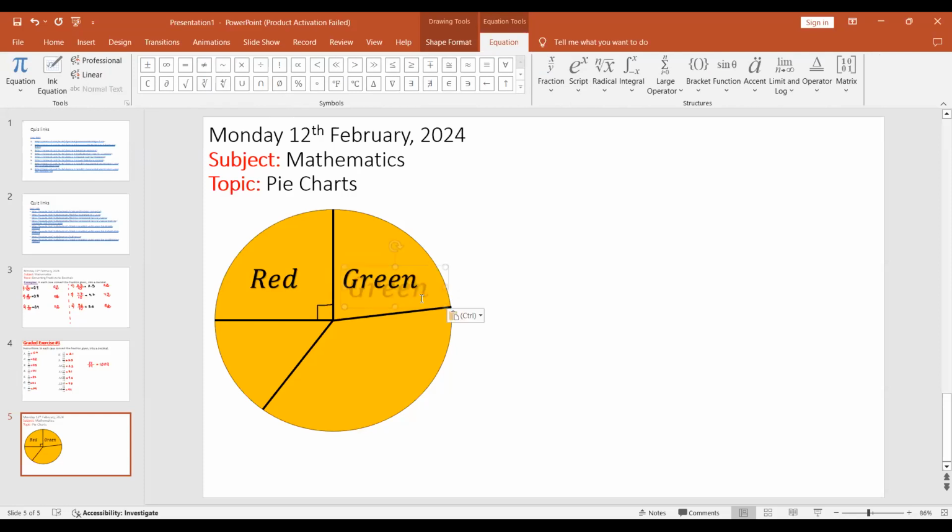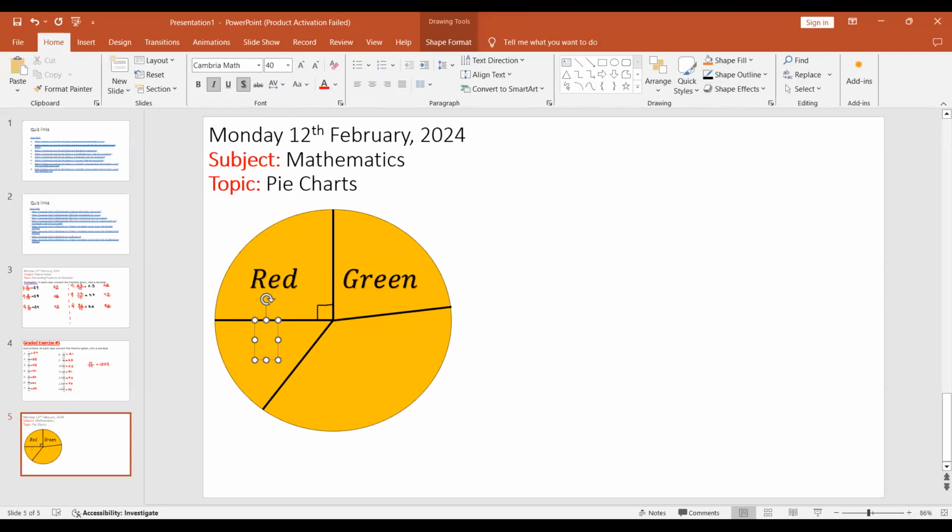Okay, and then so we have red, green, and then on this end we have blue. So red, green, blue, and on this side we have yellow. So we have red, green, blue, and yellow.